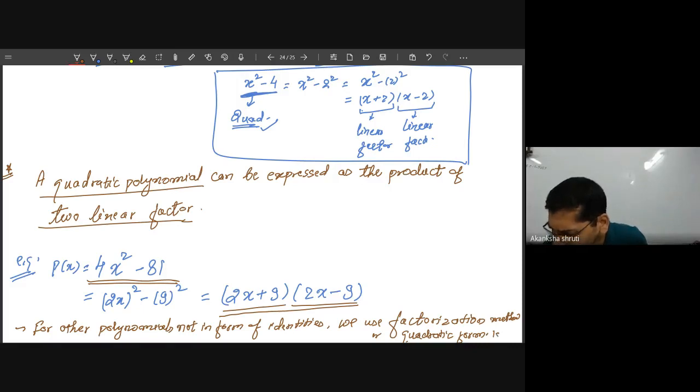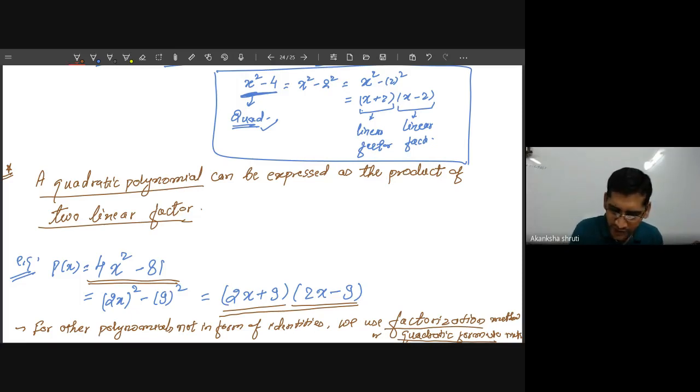So what is this quadratic formula? That we will learn next year. So these are the two methods by which any quadratic polynomial which has real zeros can be factorized and its zeros can be calculated. The next important thing is this factorization.